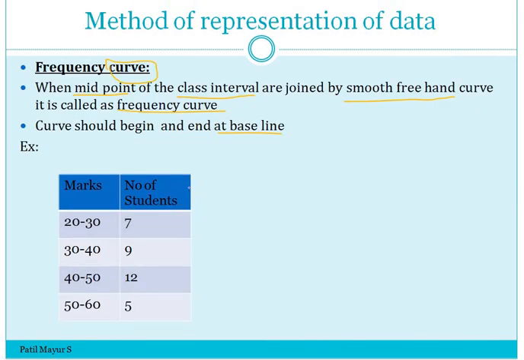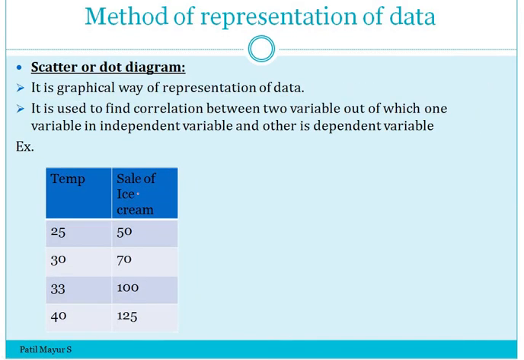In this version, we can also represent that data. And the last one is what? Your scatter diagram or dot diagram. So here you have two different variables. This is variable x and this is variable y. It is also a graphical way of representing data, but it is given in more detail in the correlation chapter, so we will take it in short here.